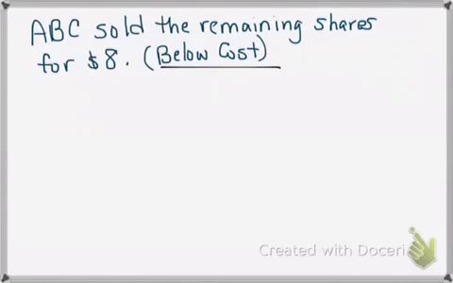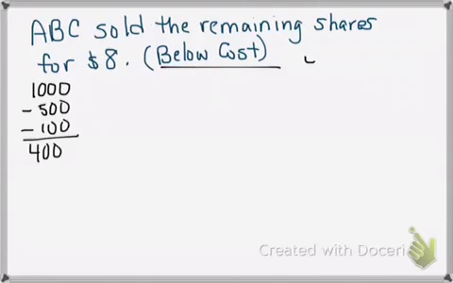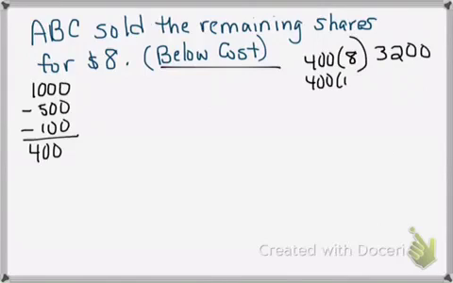I am looking at the remaining shares. I purchased 1,000, I have sold 500, I sold another 100. So what I have left to sell are 400 shares. So I would look at the 400 shares times that $8 is what I'm going to be getting for it. So I'm actually going to be getting cash of $3,200. But the cost of these were at $10 a piece. So that cost is at $4,000.